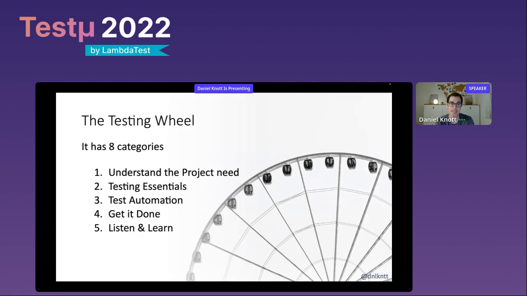Fifth one is listen and learn. Sixth one is the testing team. Seventh is personal growth. And last but not least, it's the category of agile.